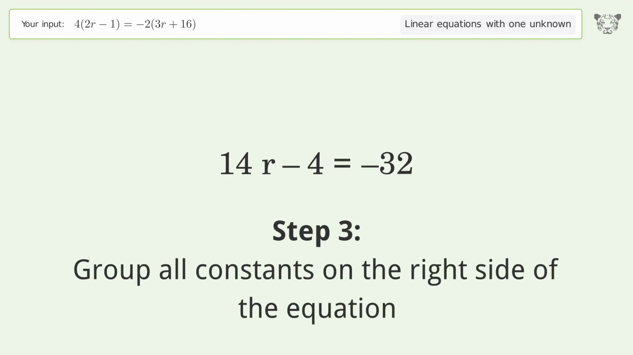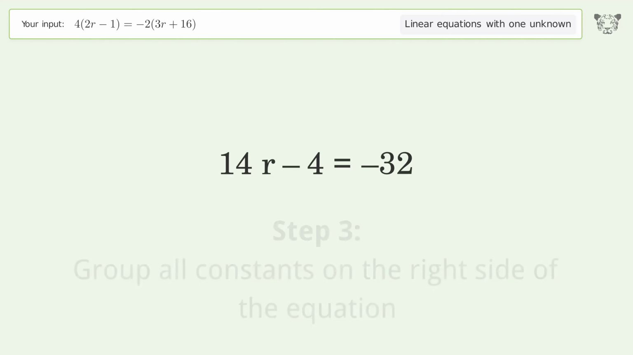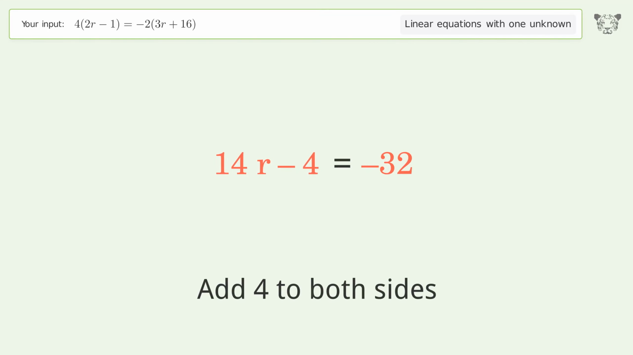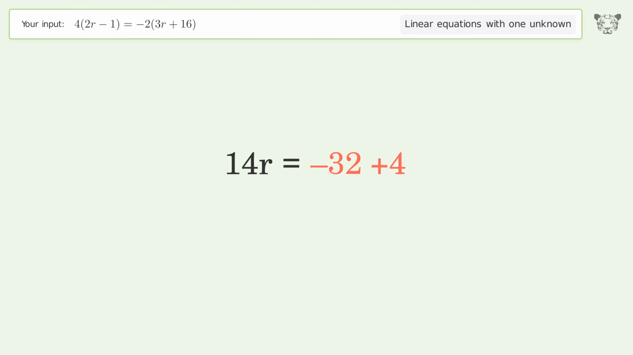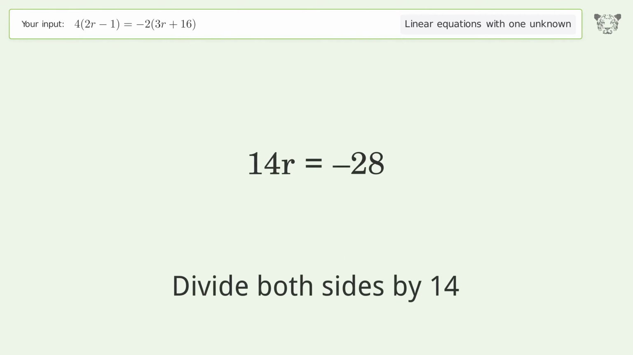Group all constants on the right side of the equation. Add 4 to both sides. Simplify the arithmetic. Isolate the r. Divide both sides by 14.